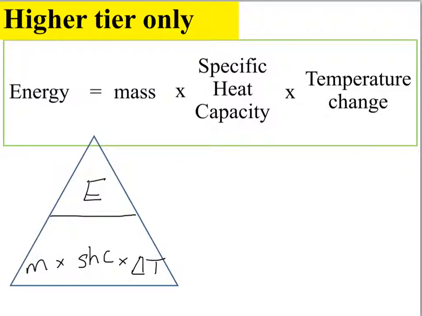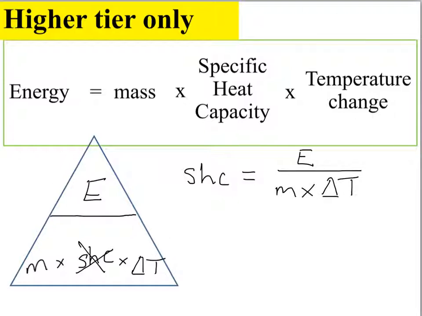We do exactly the same if we wanted to work out the specific heat capacity. So I'll write specific heat capacity over here. Then we come to our triangle, we cover up, or in my case cross out, the thing that we're trying to work out, and see what we're left with. Well, we're left with energy divided by mass times the change in temperature. So let's write that out over here. Specific heat capacity is equal to the energy divided by the mass times the change in temperature.